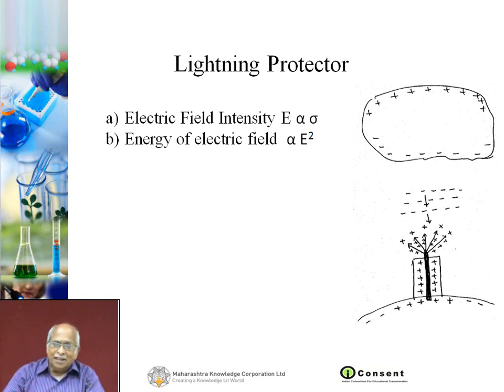Now, again, the figure shows a cloud. On the earth, there is some building, and the building is protected by means of a metal rod. A metal rod is buried in the earth, and it is over the building. At the upper side, the metal rod has spikes, sharp ends.